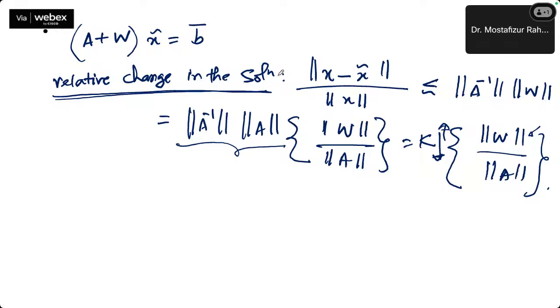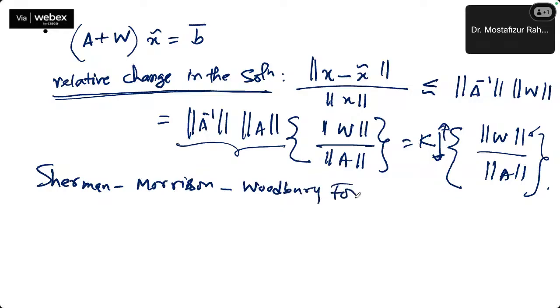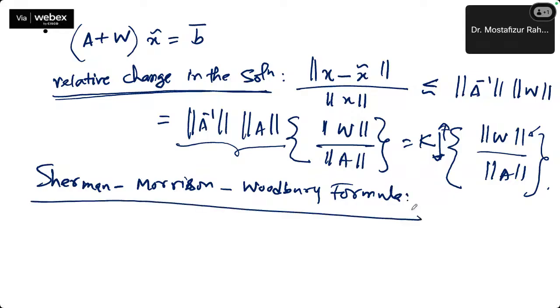So there is a formula called the Sherman-Morrison-Woodbury formula. You don't need to remember this formula, just understand the context. Now suppose you are able to compute A inverse somehow.